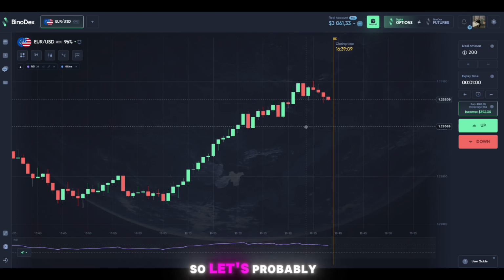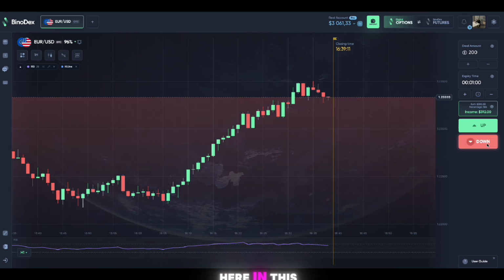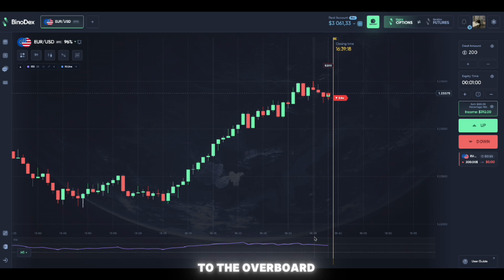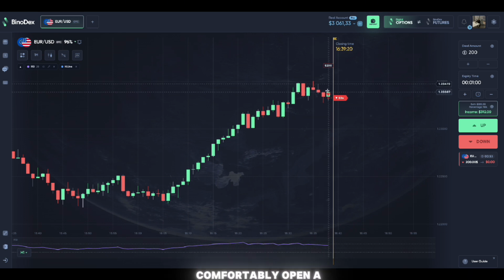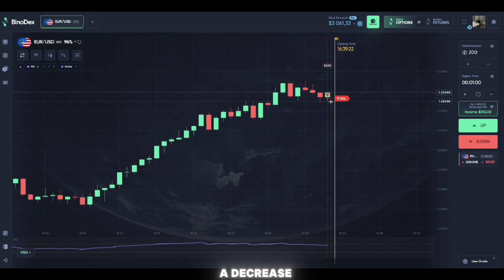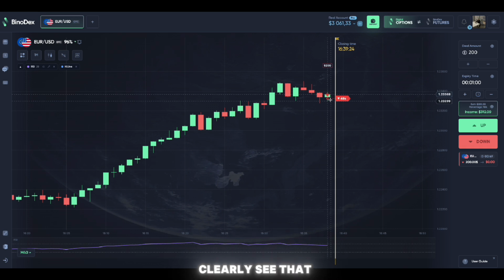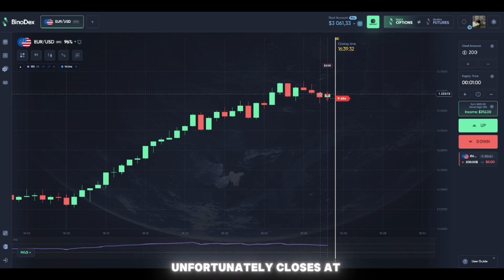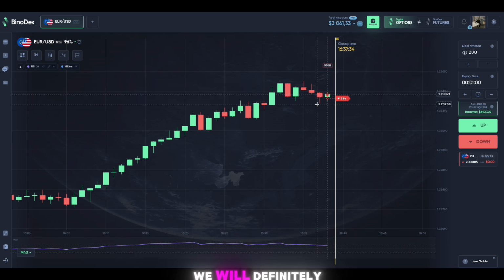So let's probably initiate a second trade right away here in this specific spot, because this is actually a really good moment. The price is still very close to the overbought zone, so we can comfortably open a second trade for a decrease, although we can clearly see that a slight upward momentum or impulse is currently forming. But let's wait for this trade to close, and if it unfortunately closes at a loss, we will definitely be able to compensate for it later.